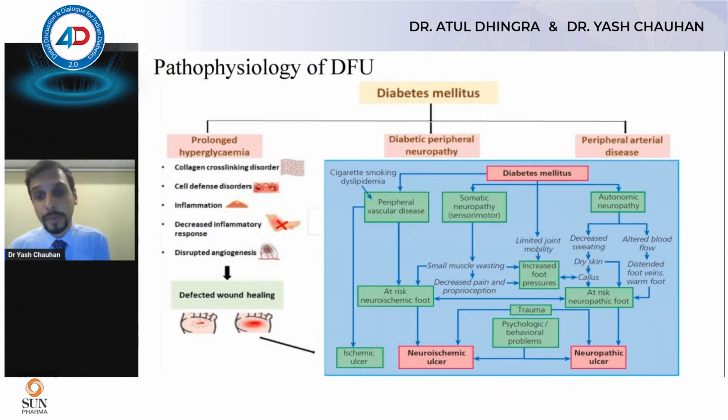Autonomic neuropathy alters the blood flow, and it can also cause decreased sweating, callus formation because of dry skin, and callus itself acts like a foreign body, and that leads to increased foot pressures and can cause ulceration. Peripheral artery disease eventually causes ischemia to the part, and causes delayed delivery of even antibiotics, and reduced wound healing. So this is the whole pathophysiology of a diabetic foot ulcer.